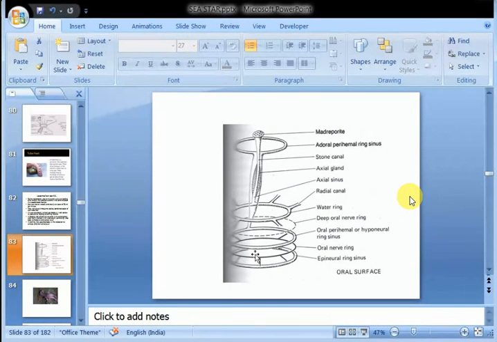But if you talk about only the water vascular system, here we see the madreporite, then the stone canal, then the ring canal, then the radial canal, and lateral canal, and the tube feet. Also, we see the adoral perihemal ring sinus, which is separate, and this axial gland and axial sinus, and then we have other sinuses, the oral perihemal or hyponeural ring sinus, etc.